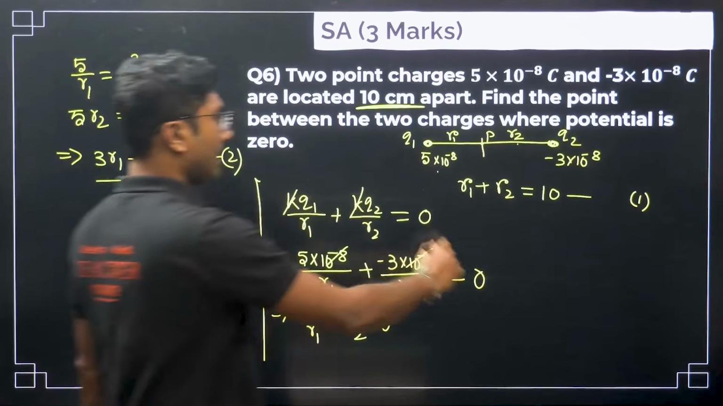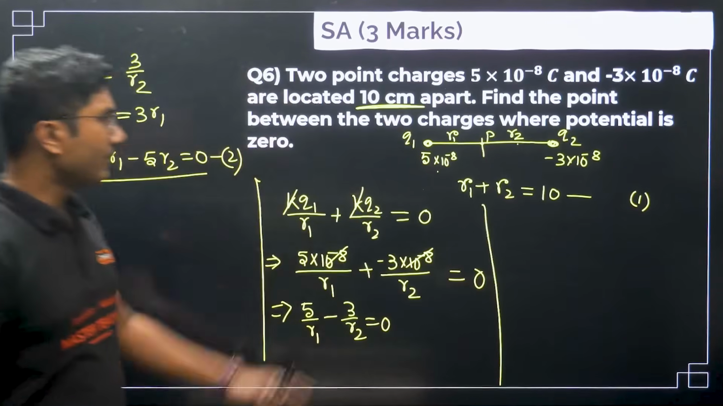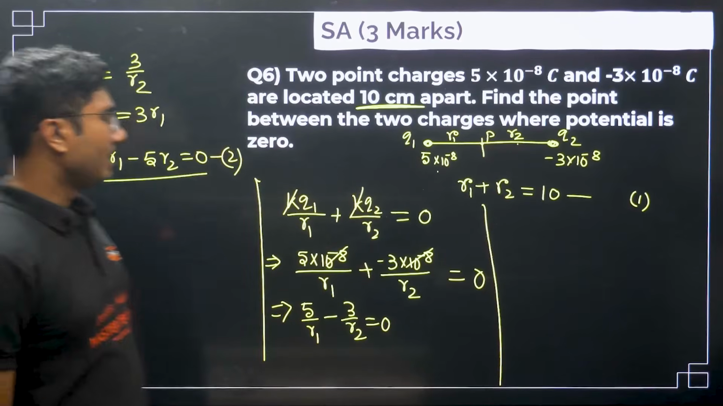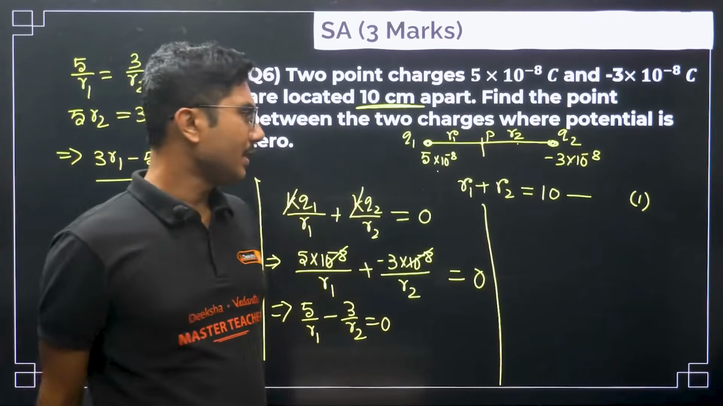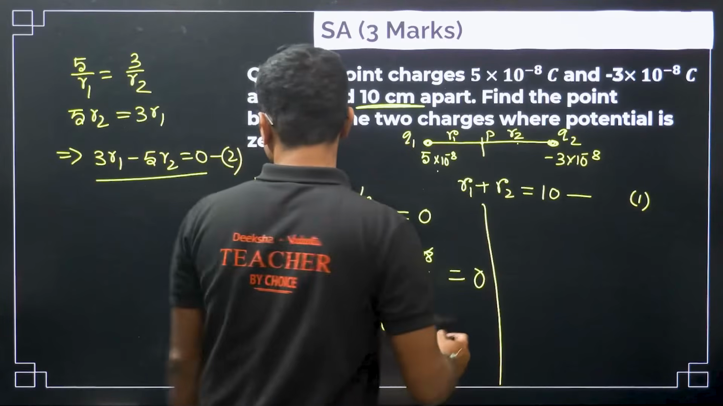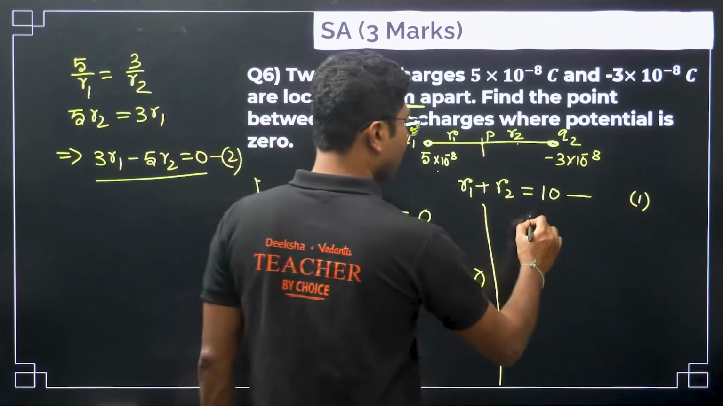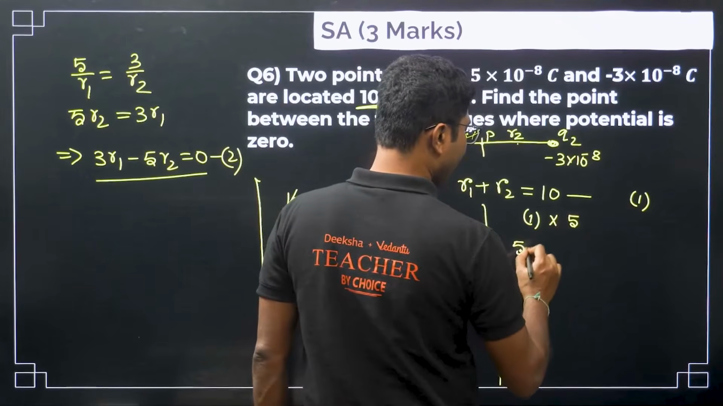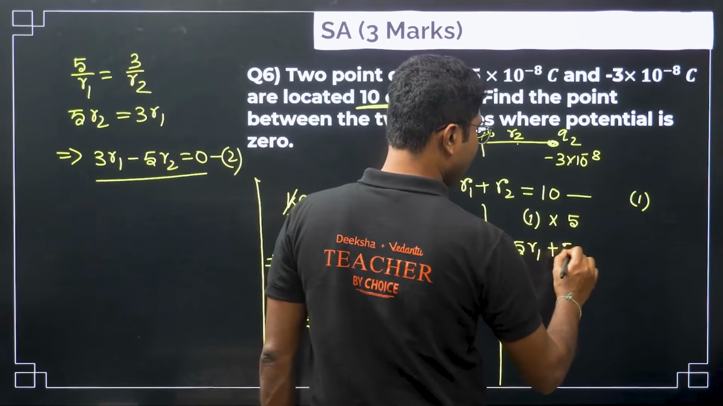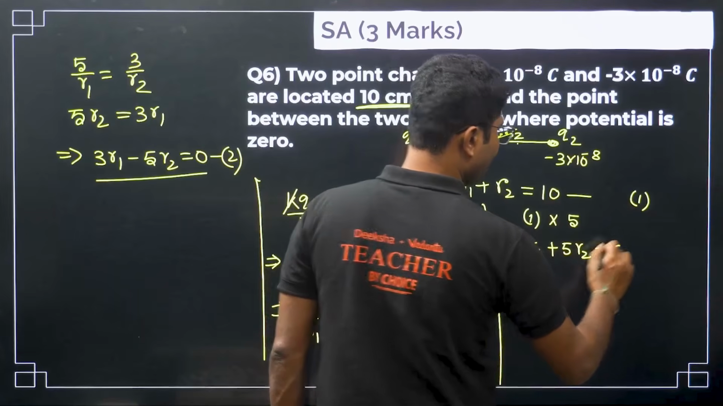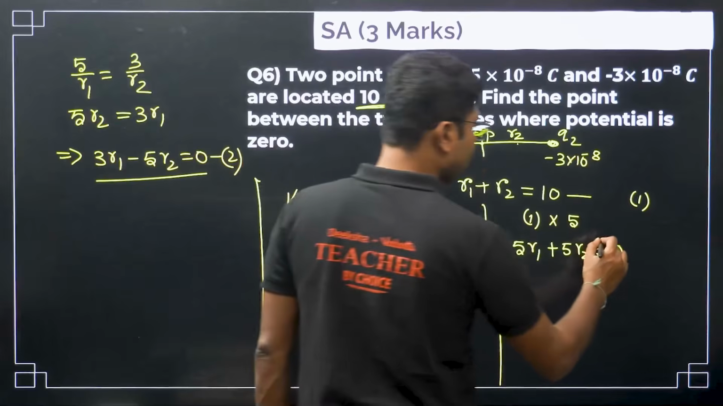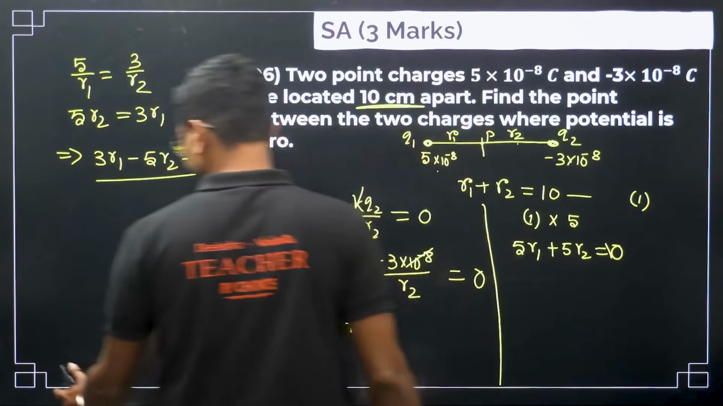Okay, now what we have to do, we have to simplify these two equations and find R1 and R2. Okay, only one value is sufficient. So what we will do, we will multiply equation 1 with 5. So we get 5 R1 plus 5 R2 equals to, sorry, not 0, equals to 10.